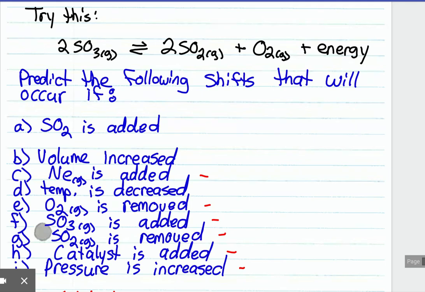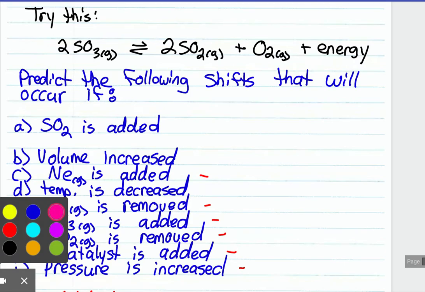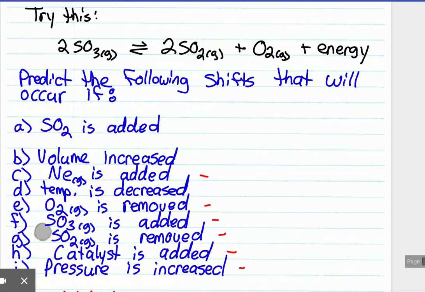Maybe my stylus is being awful, so I don't know how well this is going to go, but we're going to try. If we add SO2, remember, if we add, we move away. So this means that we are going to move away from SO2, and SO2 is in the product, so we're going to shift left. Make a big L. Okay, there we go.